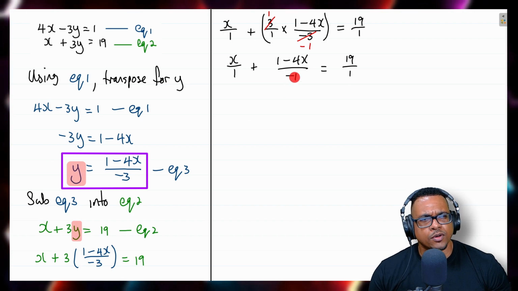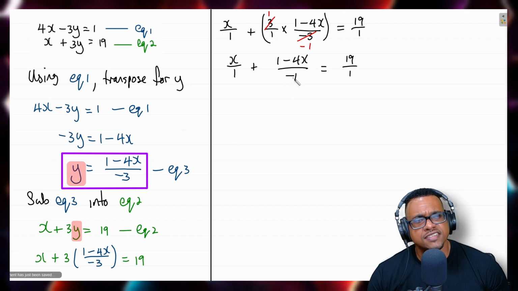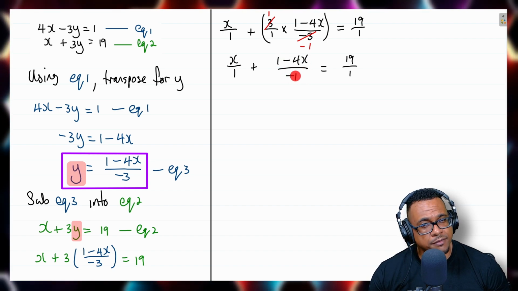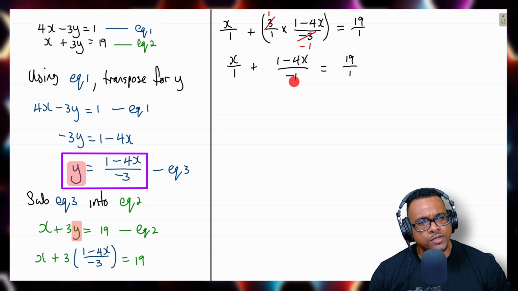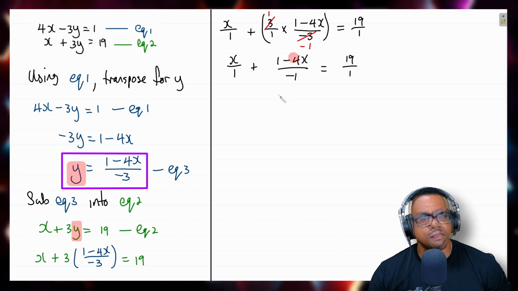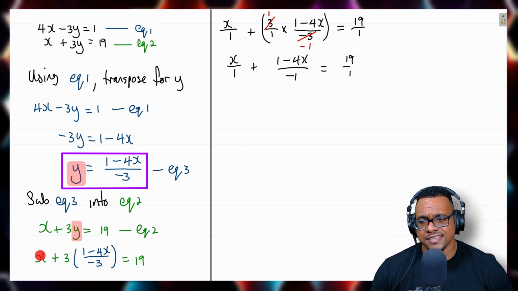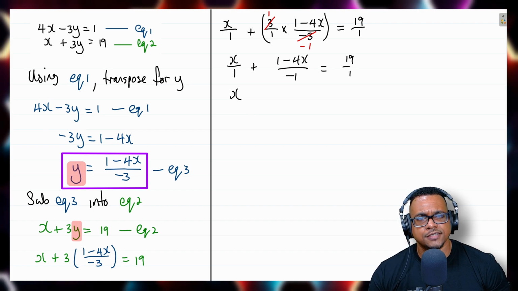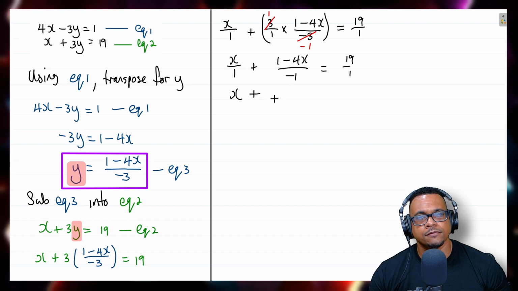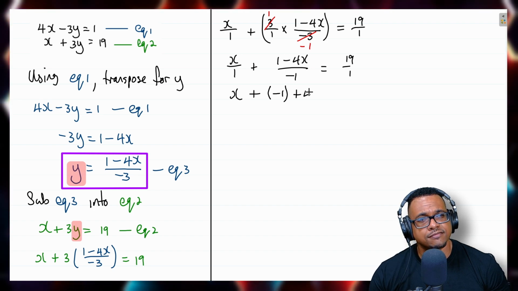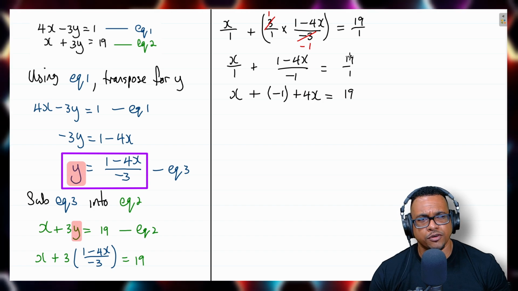Now, because we have this negative 1 down here, there's no need for the fractions. We have to understand that this here means 1 divided by negative 1 and negative 4x divided by negative 1 as well. And if we do that, we wouldn't have any fractions anymore because these things over 1 could be written as x again and 19 again. So I'll write the x plus, and I'll say 1 divided by negative 1 is negative 1. So I'm going to get negative 1. Negative 4x divided by negative 1 is positive 4x, is equal to 19. 19 over 1 is 19.